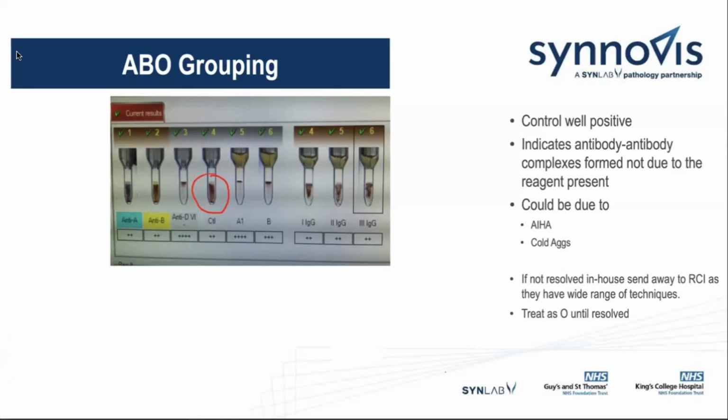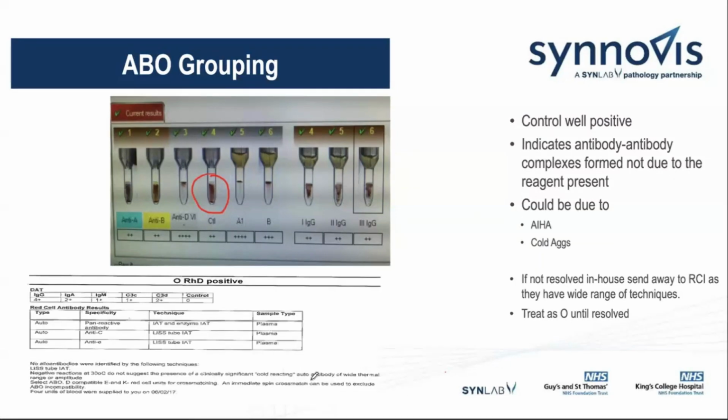In this instance, we sent this sample away, and this was the report that we got back from our reference centre laboratory. They didn't detect an alloantibody, which is good news, but they did detect a number of autoantibodies. A pan-reactive one, which means that it caused agglutination across all the reagents. And they've also assigned an autospecificity as well.